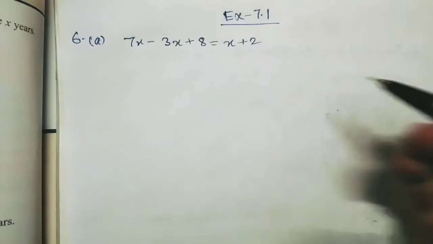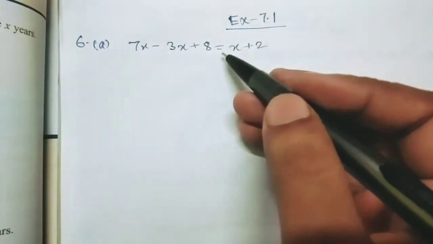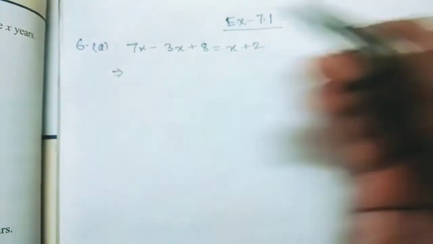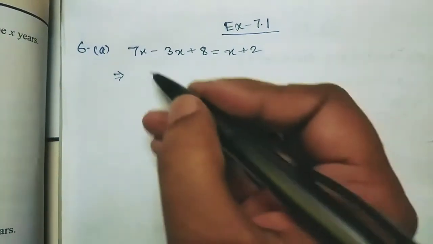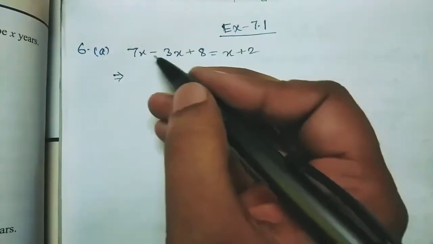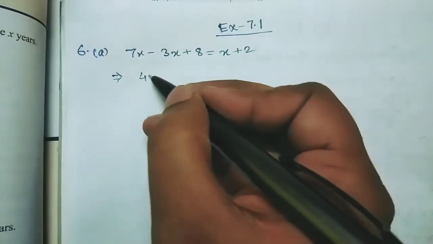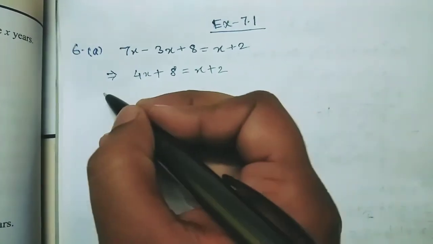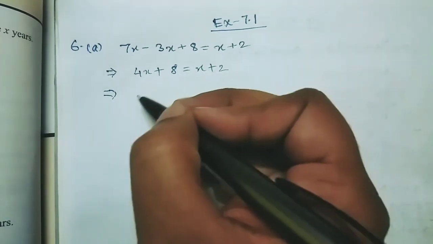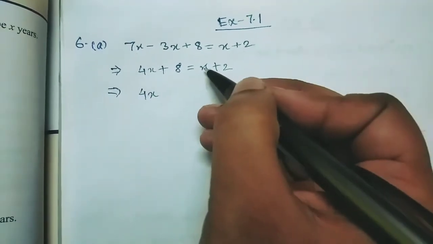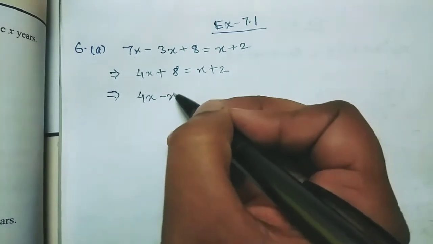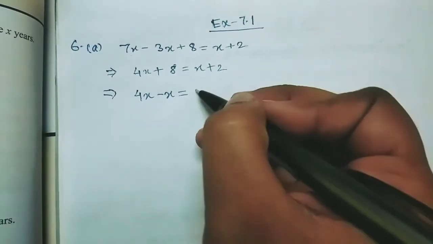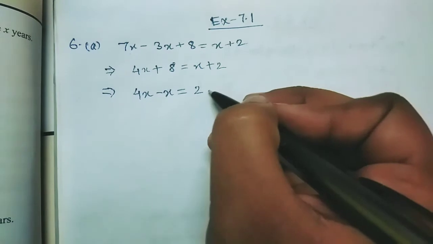So you can see question 6 is 7x minus 3x plus 8 equal to x plus 2. First of all we'll solve the equation, we'll find the value of x. So first of all, 7x minus 3x is what? 4x plus 8 equal to x plus 2. Next this x will come this side, 4x, then x is positive, so it will become negative now, minus x equal to 2. We'll transfer this plus 8 to this side, so plus 8 will become minus 8.